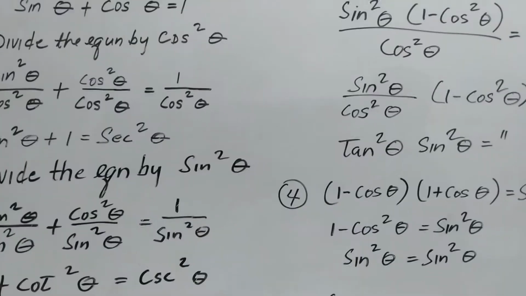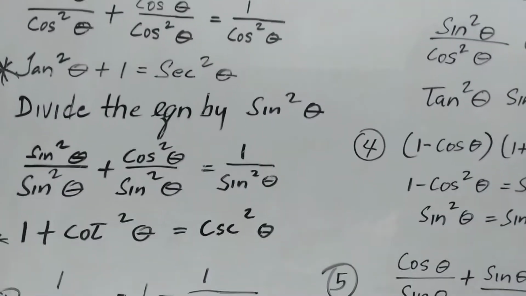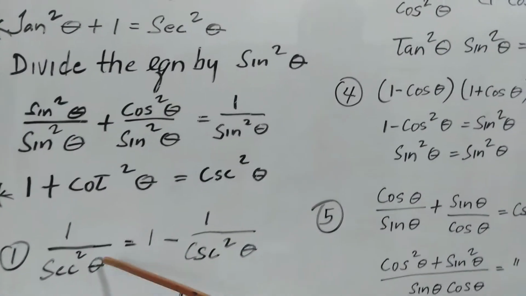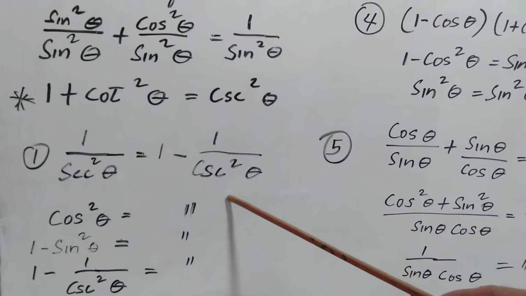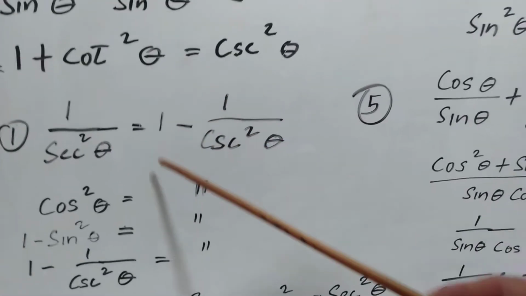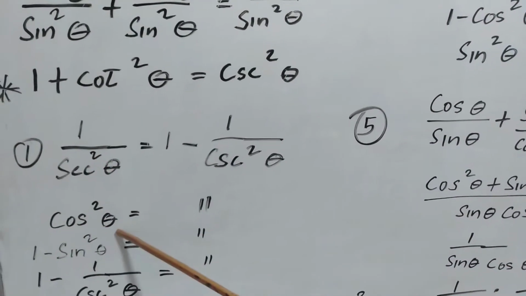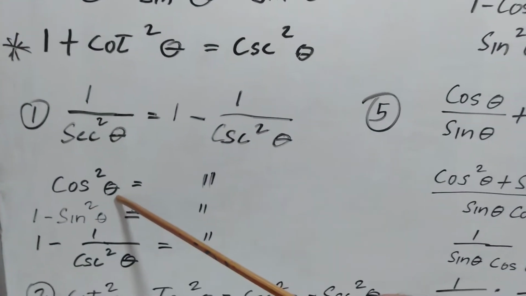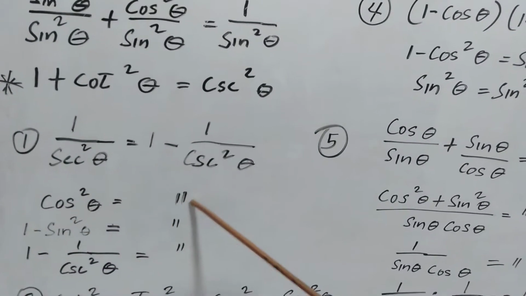So now we're ready to apply these basic identities in proving some identities in trigonometry. We are given 1 over secant squared theta is equal to 1 minus 1 over cosecant squared theta. We want to prove that the left side of the equation is equal to the right side. We know that 1 over secant squared theta is equal to cosine squared theta. We're going to work on the left side of the equation, and we're going to prove it equal to the right side.